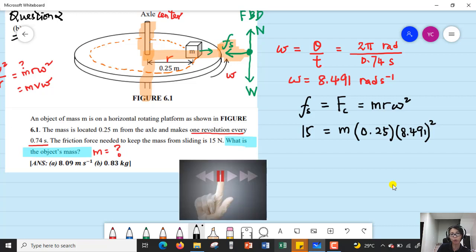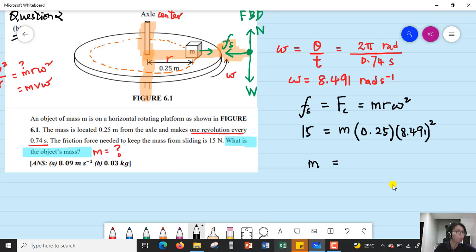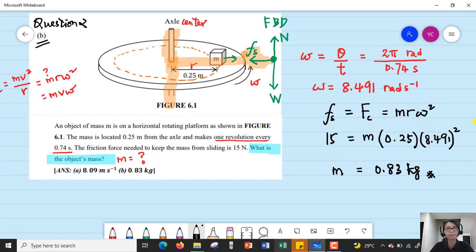Again, you might pause the video to do the calculations. If you calculate correctly, you might get the mass to be around 0.83 kg. Am I right? Did you get the same answer? Okay, I hope you get the same answer.